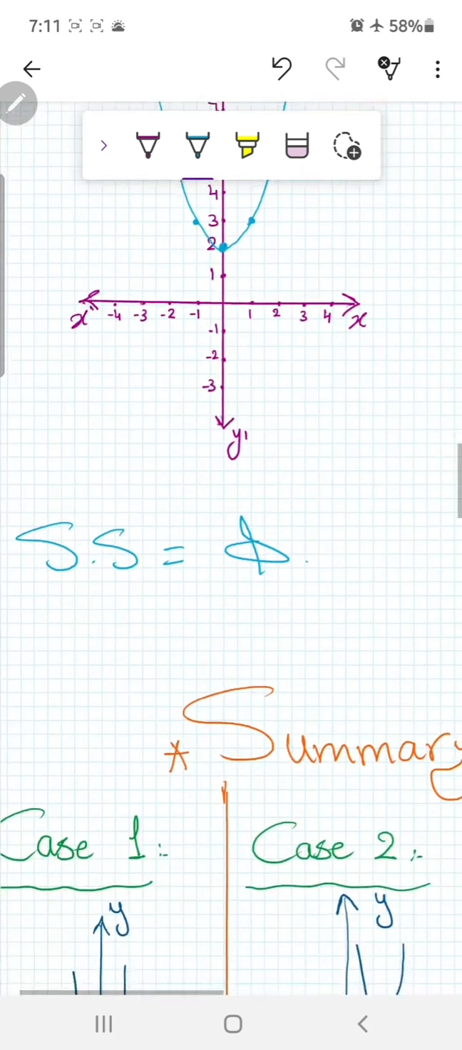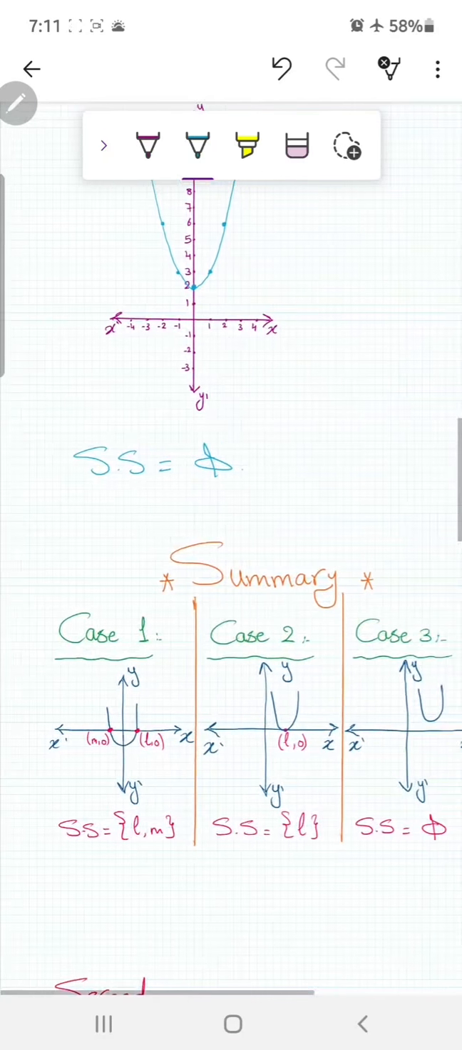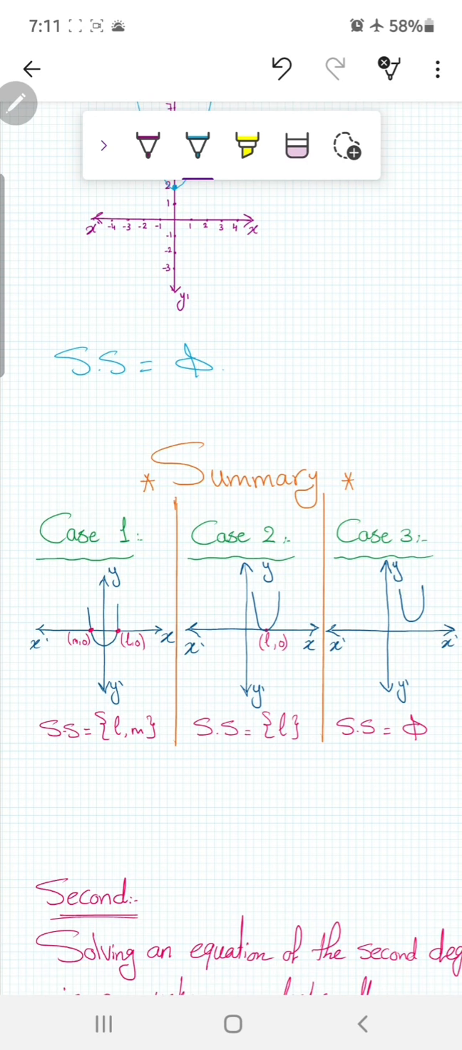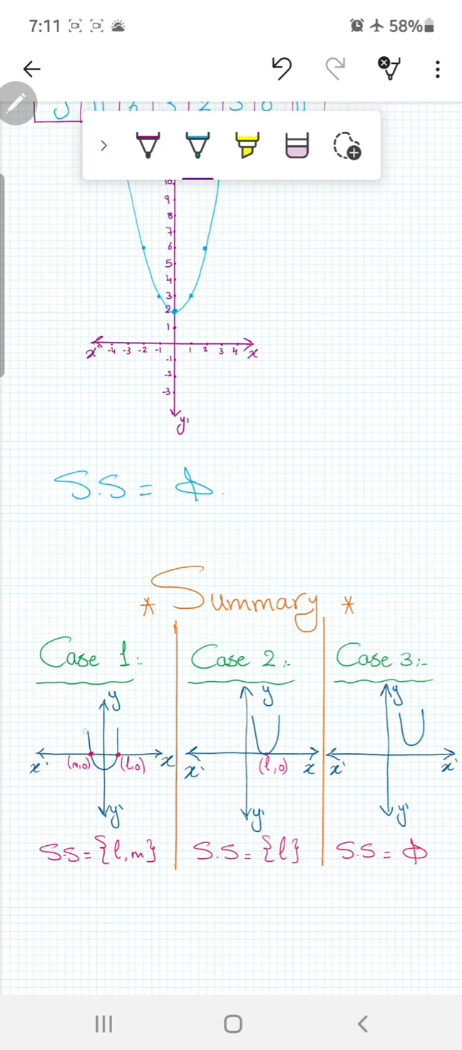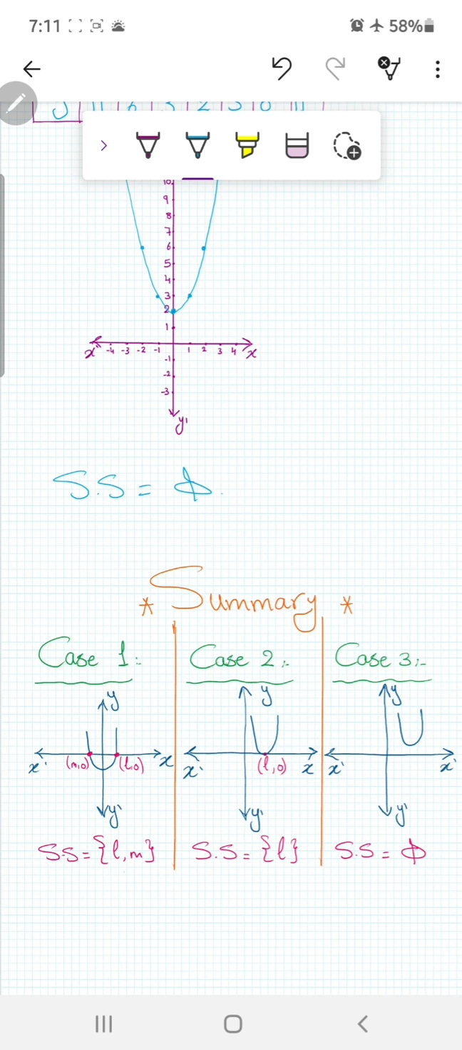Okay, here we have a summary of the previous 3 examples. First case, if the curve intersects the x-axis at 2 points, the solution set here is L and M. If the curve intersects the x-axis at 1 point, here we have a unique solution, so the solution set here is L. If the curve doesn't intersect the x-axis, here we have no solution. So the solution set here is phi.